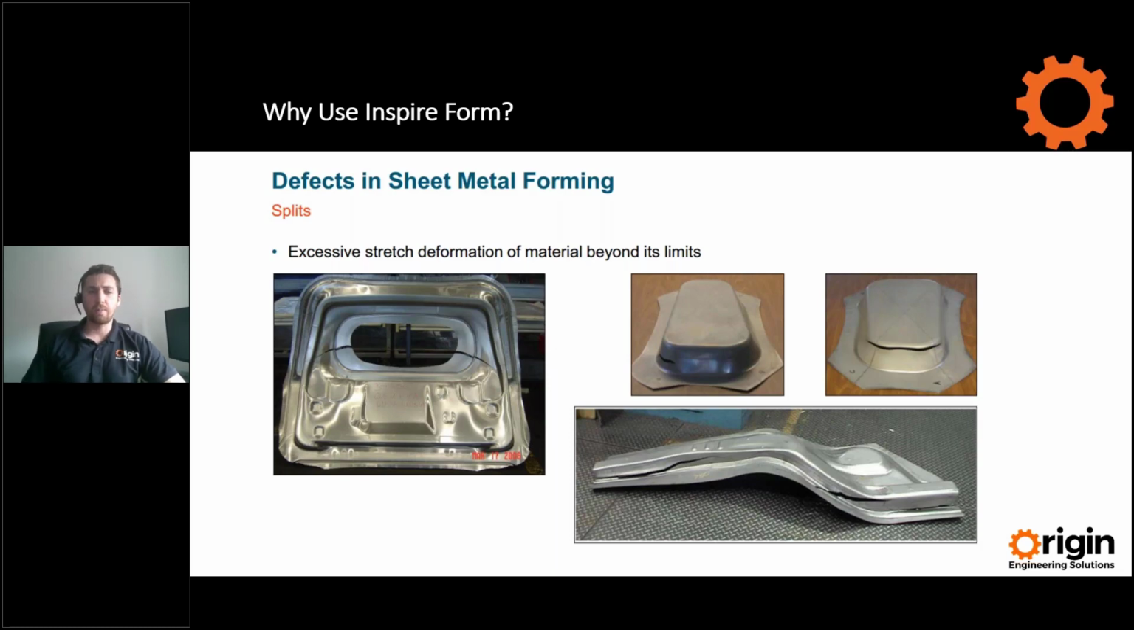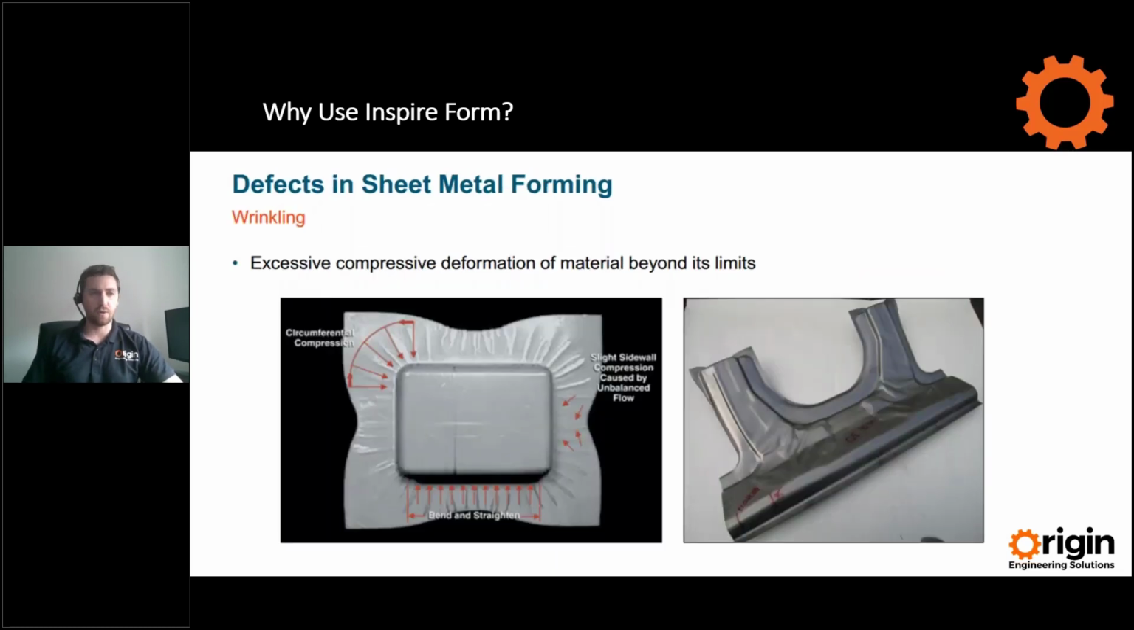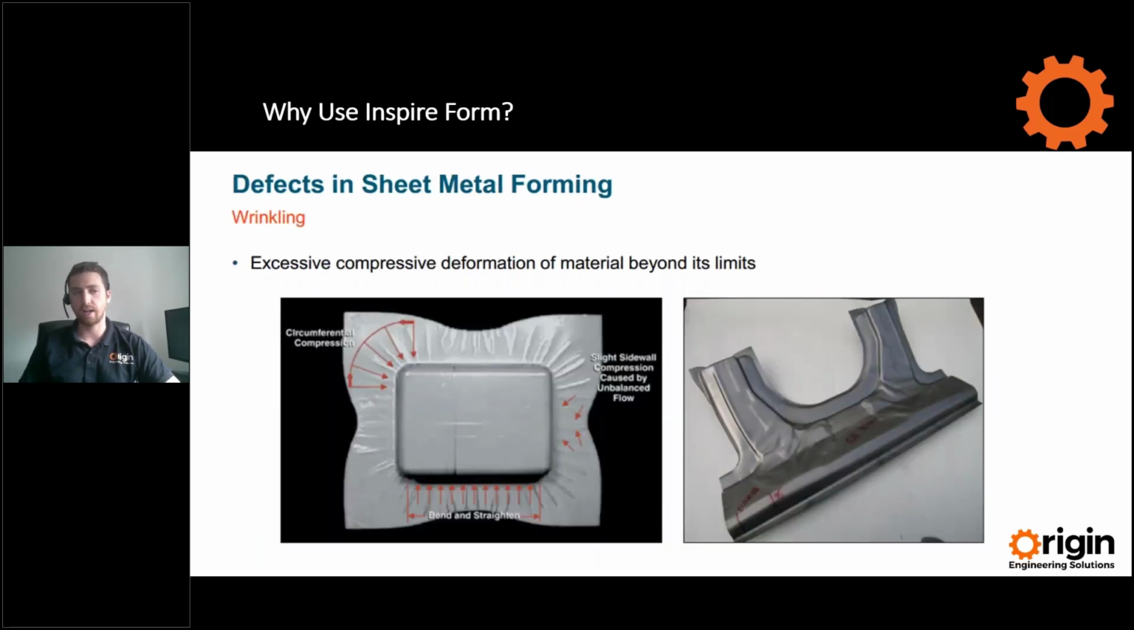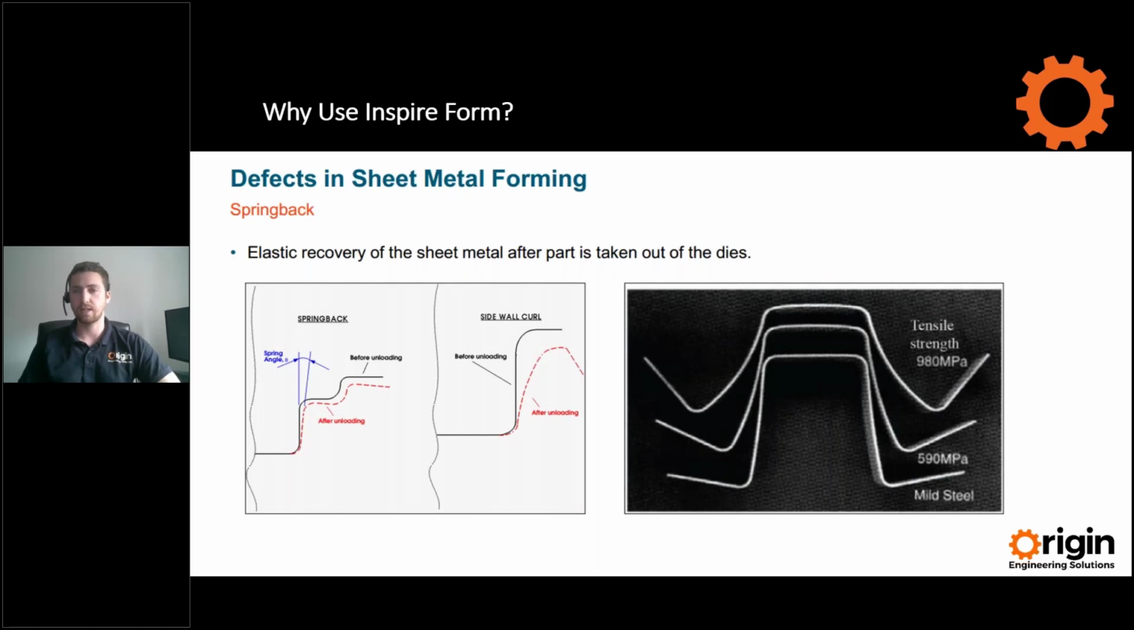Another point that Rob touched on is, when bidding for work, if you can prove through simulation that you are able to manufacture that part error-free, does that give you an advantage over your competitors, and does it allow you to have USPs and potentially win more work? There are a lot more errors that we can look for, like surface defects, but some of the main ones are splits, wrinkling, springback. These are the main errors that we look for when we're forming.